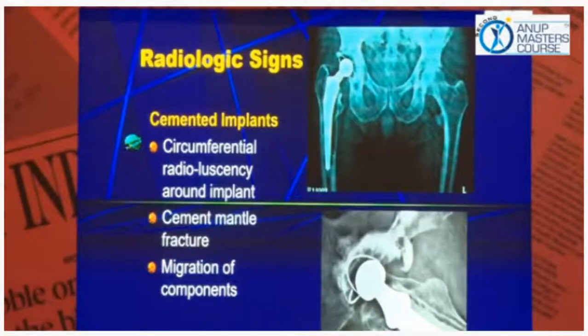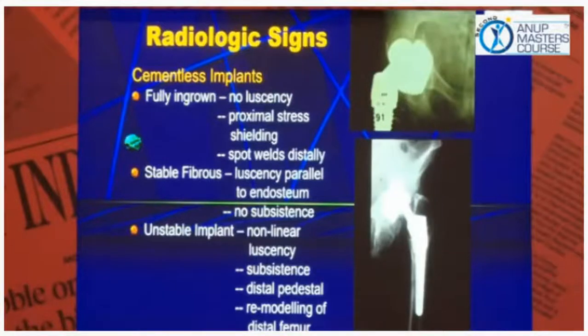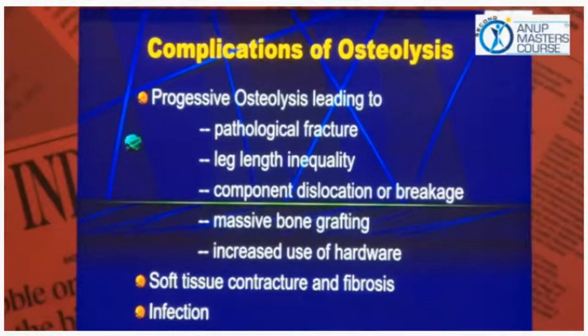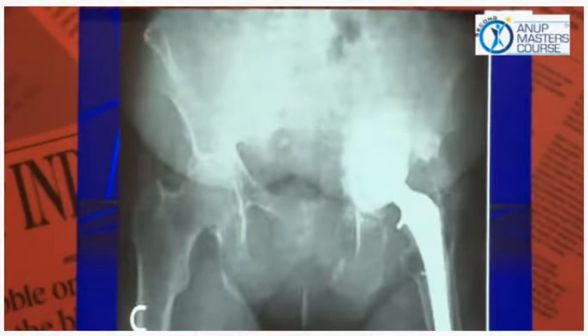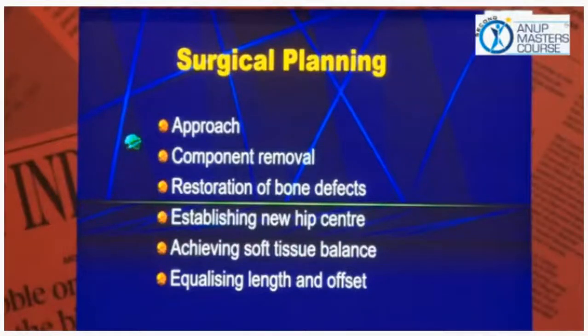The radiologic signs: in the cemented, you will see a clear zone of osteolysis all around the Gruen zones in the stem and in the retroacetabular area. And there may be migration of components in the non-cemented stems. In the unstable implant, you will see lucencies and a migration of implants. Sometimes you will see a pedestal formation in the femoral stem. Complications may lead to pathological fracture, leg length inequality, or sometimes implant breakage. An example here of a pathological fracture due to osteolysis, a pelvic discontinuity because of retroacetabular osteolysis.